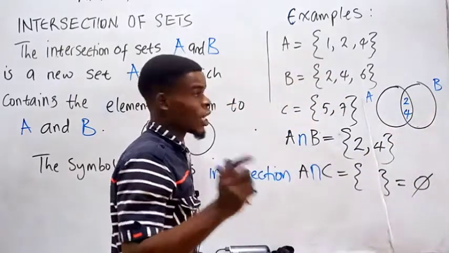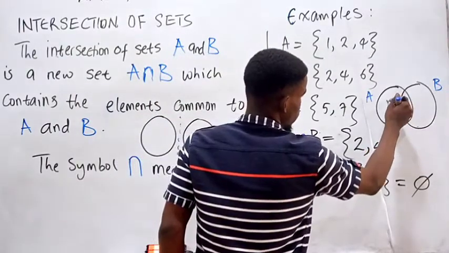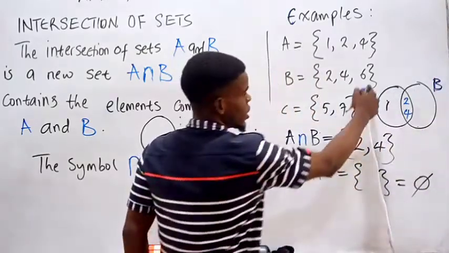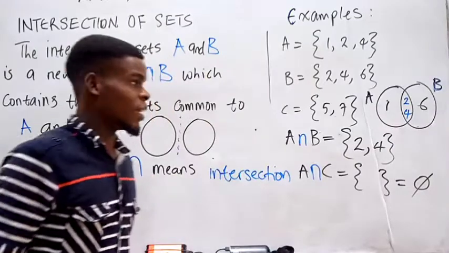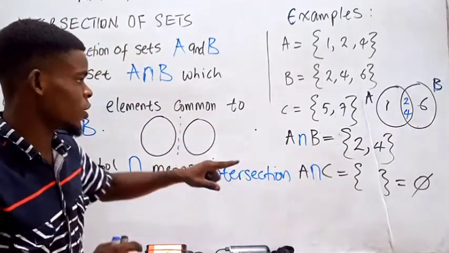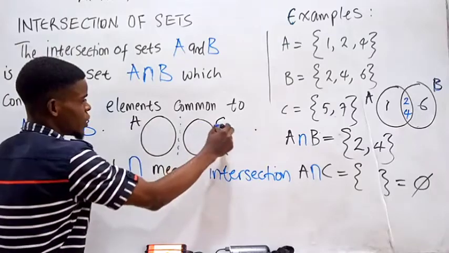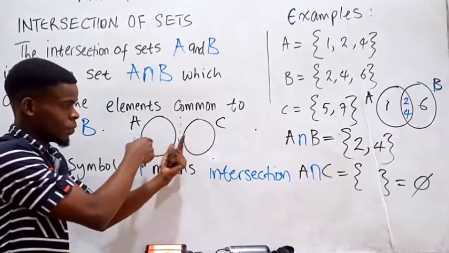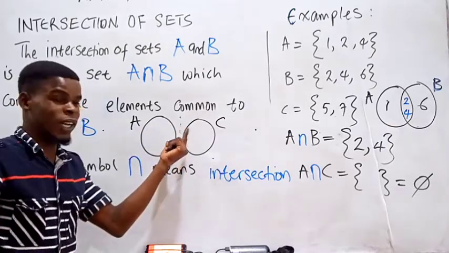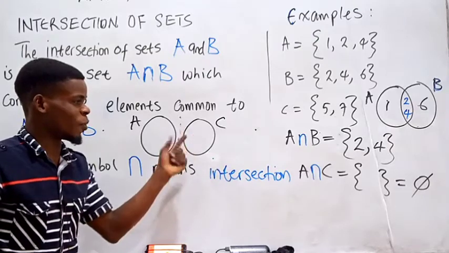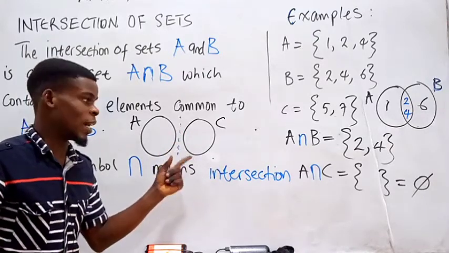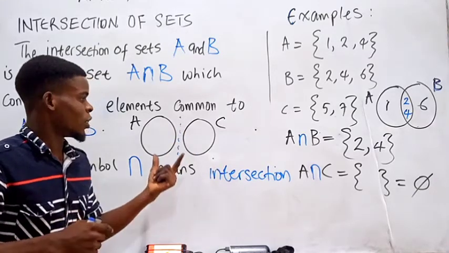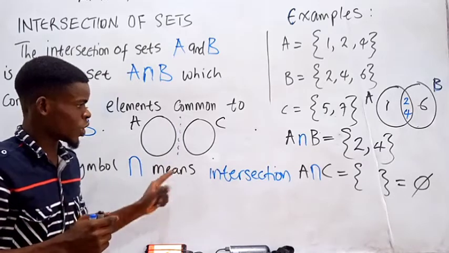Every other element of A is just 1. Then every other element of B is just 6. So you see how it is. But here, for A and C, the intersection is actually empty. If we make these circles overlap, we will not have anything to put inside. And overlapping them in your diagram may show that you don't know what you're doing, so it's best to keep it this way.